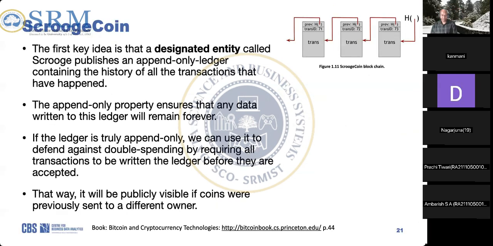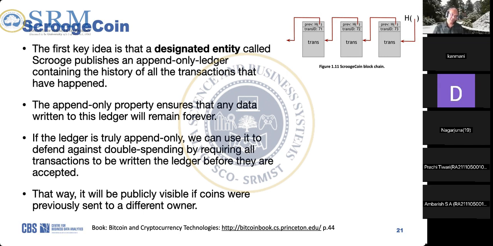Let's get started. We have seen in the previous coin, which is Goofy's coin, that we have the problem of double spending because the transactions are not publicly visible. There is no way people can know about the other transactions. That's why Alice was able to create a double spend problem.